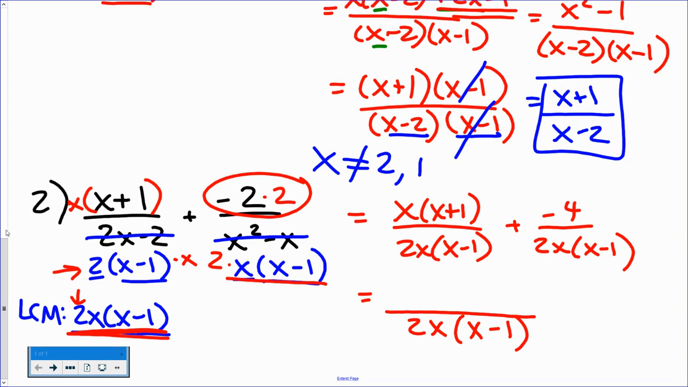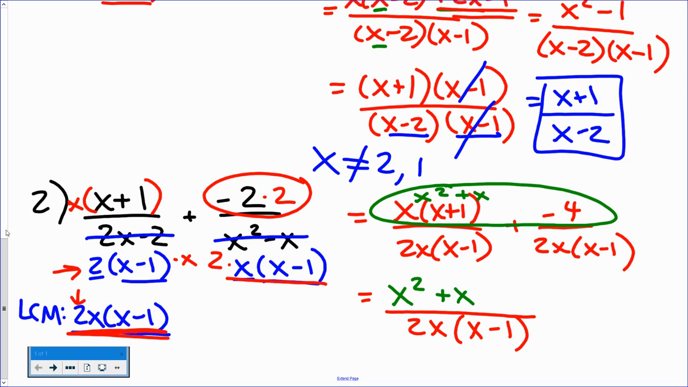In order to be able to add x times the quantity x plus 1 plus negative 4, I will need to distribute this so that it's x squared plus x. So I've got x squared plus x plus a negative 4 is just minus 4. So I've combined all my like terms. I've added everything that I could. So I've done the addition part. The last part would be to double check, could I still simplify this down, because I've already done the adding part. Do not simplify before you add.